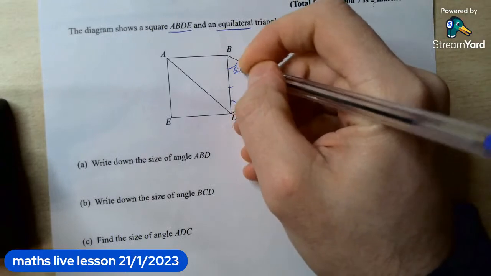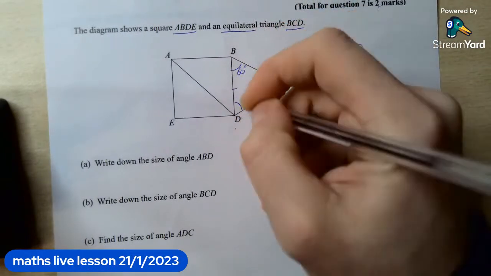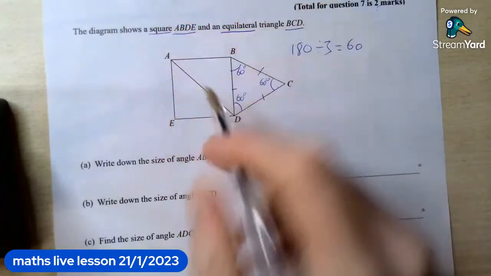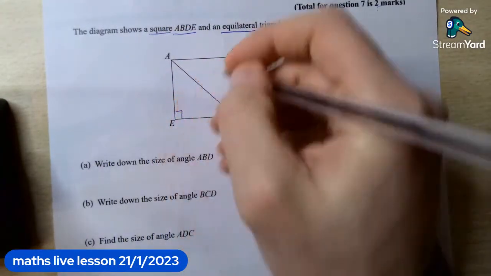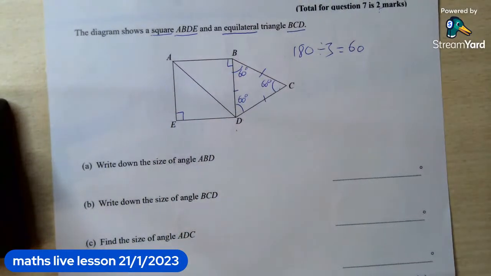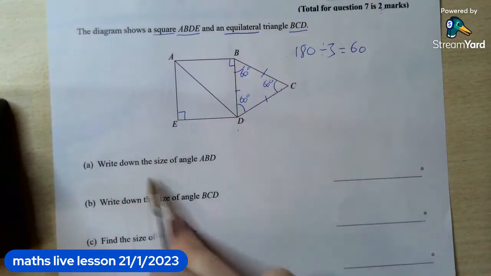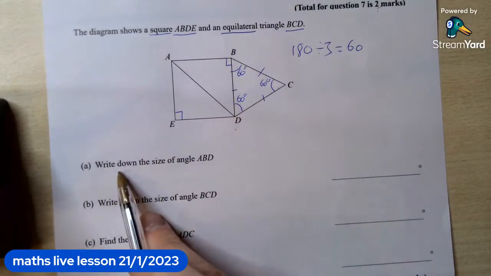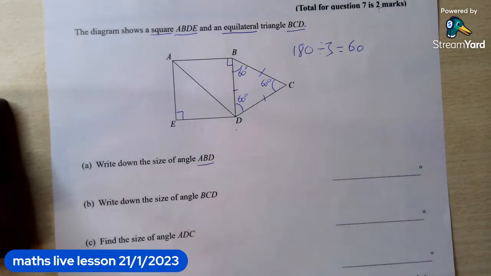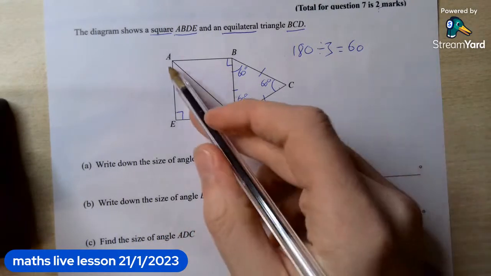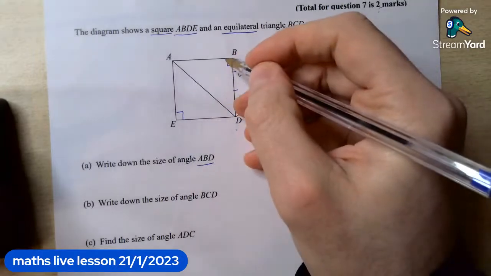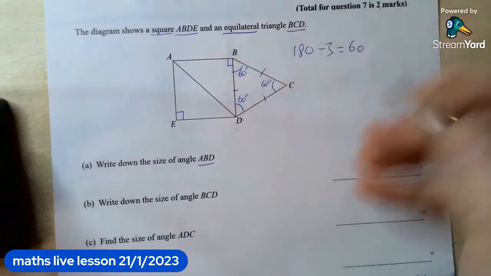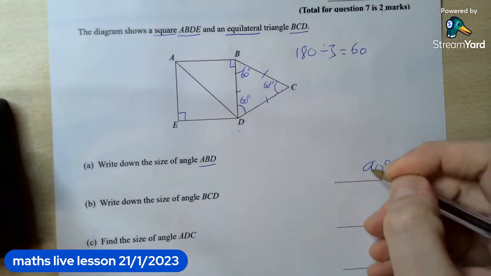So you know each of these angles equals 60. And then because it's a square, we know that they are right angles, so they are making 90. Right. This is the language where people get a bit confused. So I've already written lots of information down to make it easy. Write down the size of angle ABD. So ABD, it basically wants this angle here. So that, because it's a right angle, would be 90 degrees.